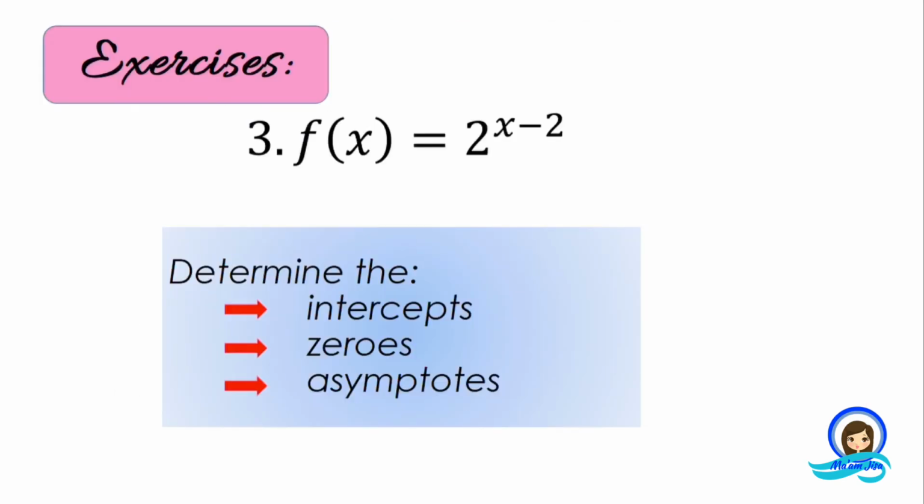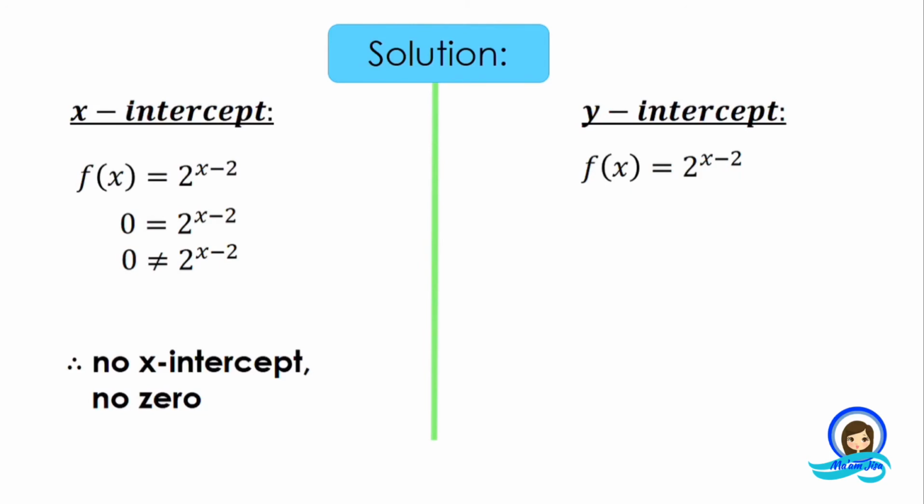f(x) = 2^(x - 2). Take note, the exponent has an extension, it's minus 2. So for its x-intercept, again there is none. For its y-intercept, replace all the x's with 0. And 0 minus 2 is negative 2.